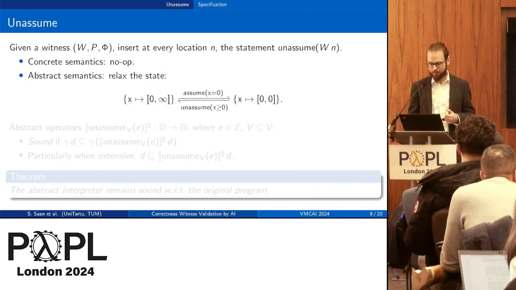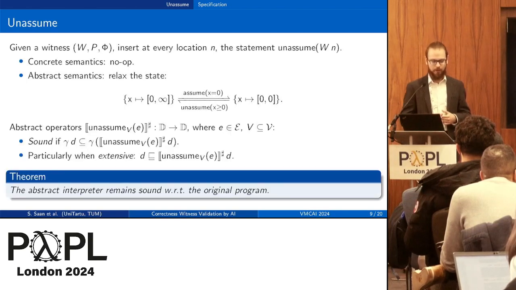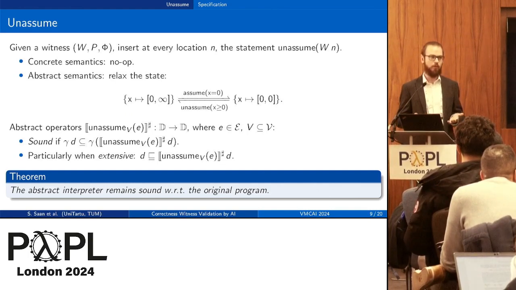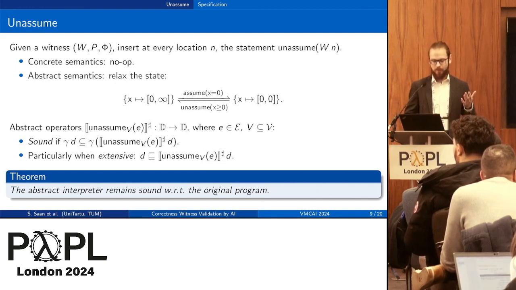By choosing witness invariants suitably, we can give up this precision in a controlled manner and hopefully still verify the program. Now we will look at abstract operators corresponding to these unassume statements. We also have this subscript V here indicating the set of variables we want to actually relax, which will somewhat simplify things. What we want is that these operators be sound with respect to the no-op semantics. If that is the case, then the entire abstract interpreter remains sound with respect to the original program as well.